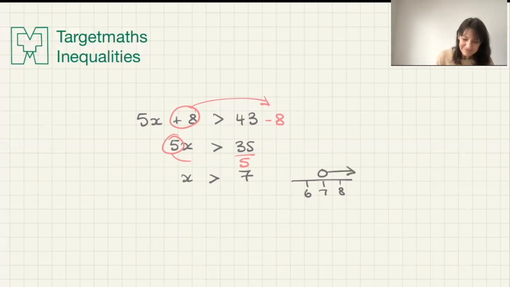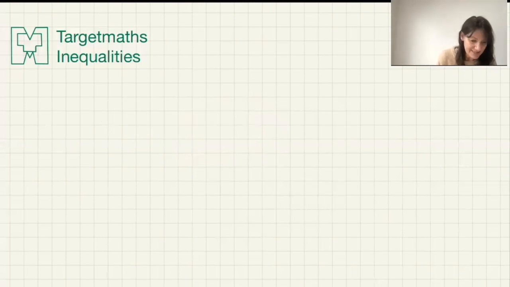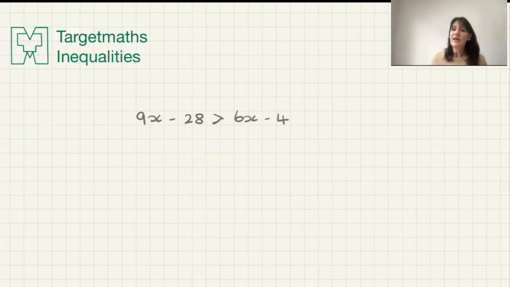Okay, next question, a little bit harder this time. So 9x minus 21 and 6x minus 4. Now, if you're really happy, just hit that pause and have a go. If you're not, then I'm going to give you one quick hint and then I want you to hit pause. So if you don't want any hints, pause now. The hint is more for people that aren't too confident with their equations yet.